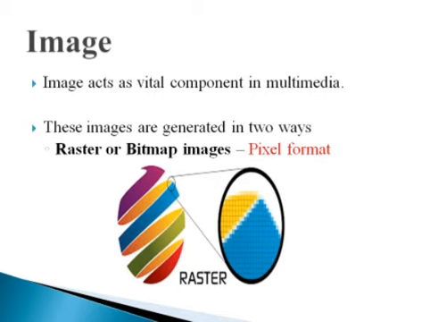These images can be generated in two ways. One is raster or bitmap images. This is the first format. This type of image is made up of pixels. See, I have given an image there and I have zoomed in on a particular area, and that particular portion is all in pixels, that is, bits format. So raster images are pixelated images.